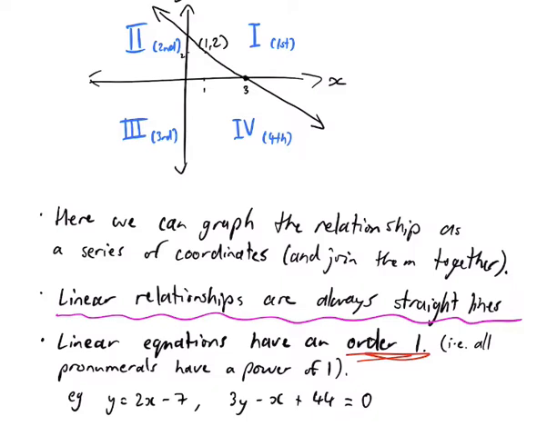You can see I've got a couple of examples here: y = 2x - 7, and 3y - x + 44 = 0. We can have fractions in there as long as our pronumerals aren't in the denominator. As soon as I see an equation like that, I'm going straight away, oh, that looks like a straight line.